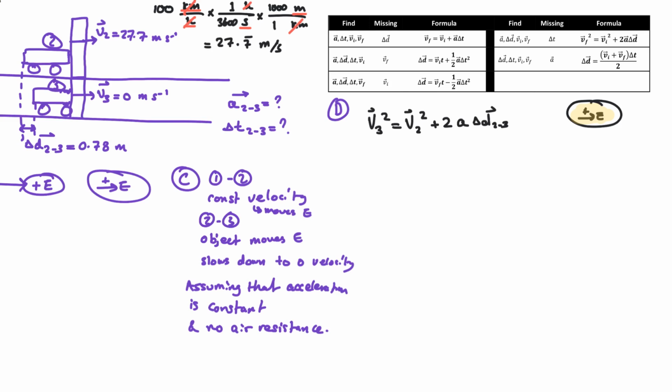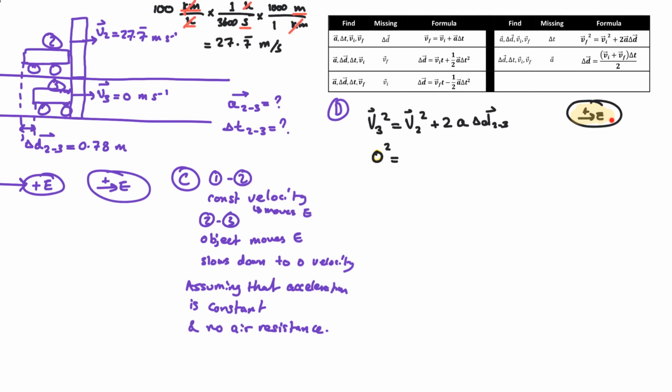The velocity 3 is 0 meters per second. I am going to use that value here. So that's 0 squared is equal to velocity 2 is 27.7 repeated. I forgot the repeated. And it's going in this direction.